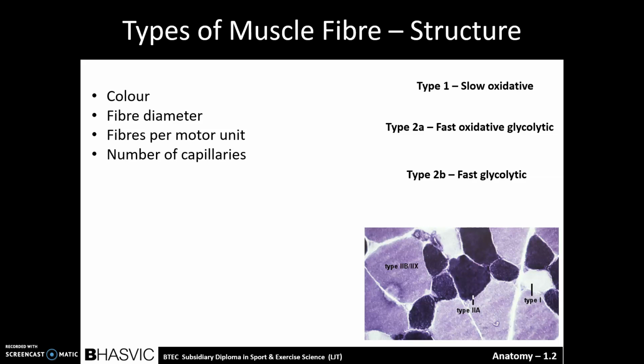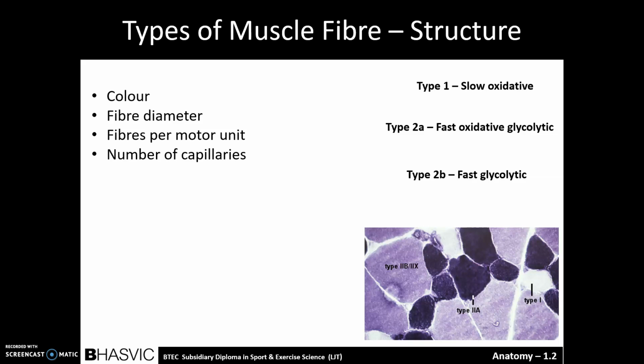The number of capillaries of each muscle fiber varies. So the slow oxidative muscle fiber would have the most, as it's relying purely on aerobic respiration, so it needs that oxygen supply to run properly. So we need a high proportion of capillaries, and that is also why the slow oxidative gets that red color.